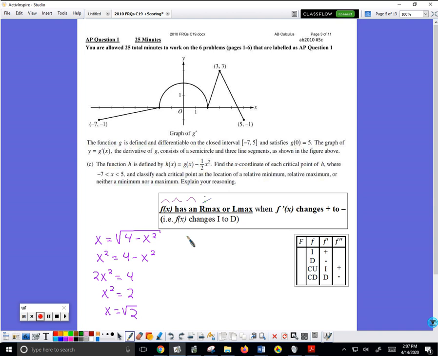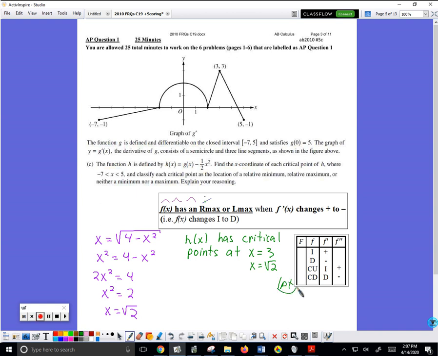So I would say h has critical points, because it asked me to find the x-coordinate of each critical point of h. So h has critical points at x equal 3 and x equal root 2. That is a lot of work, and that was worth 1 point.